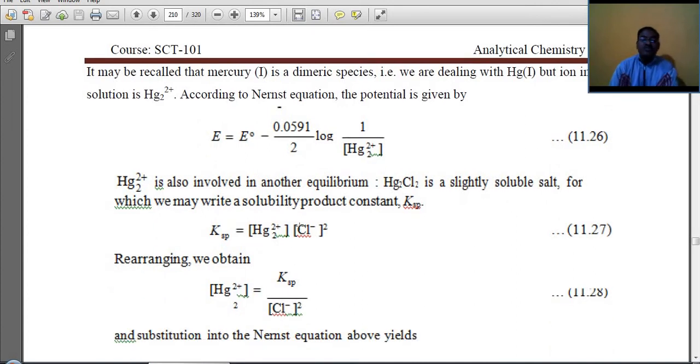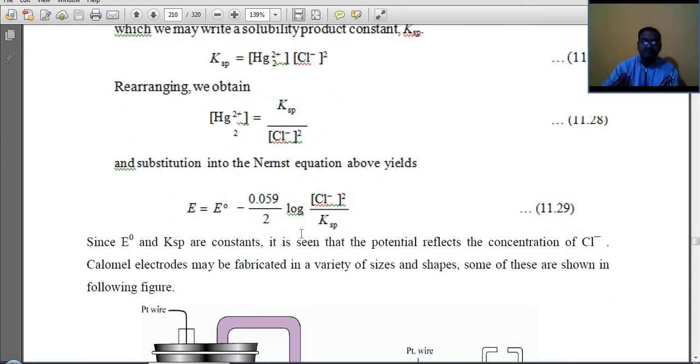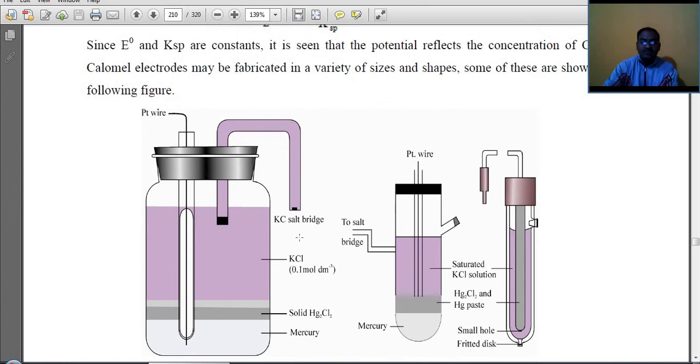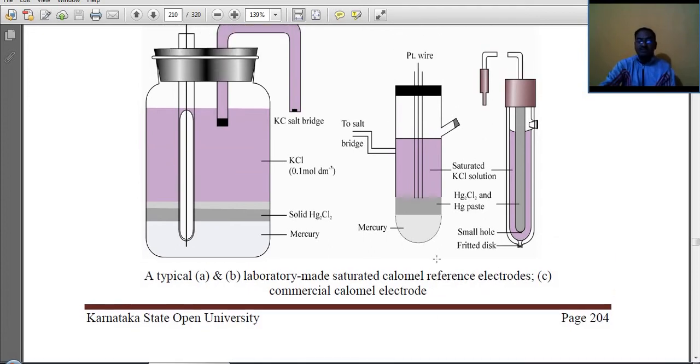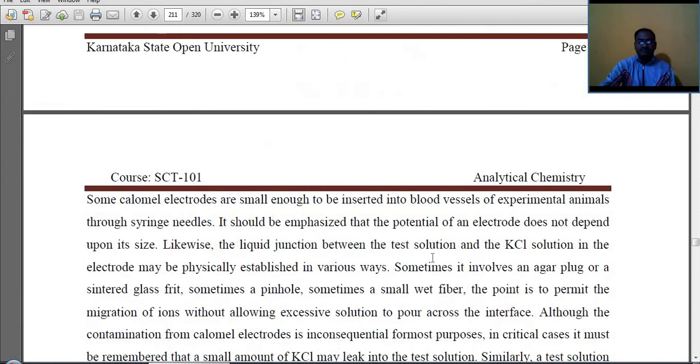Here Hg2 2+ is also involved in another equilibrium. Hg2Cl2 is a slightly soluble salt, for which we may write a solubility product constant Ksp. This is the typical laboratory made saturated calomel reference electrode. This is a commercial calomel electrode.